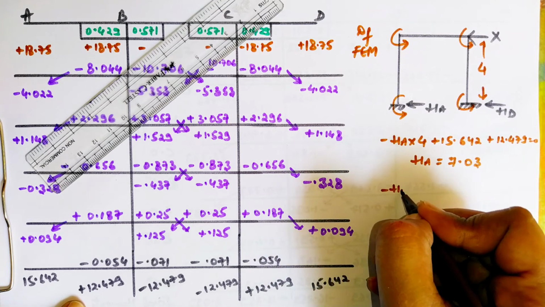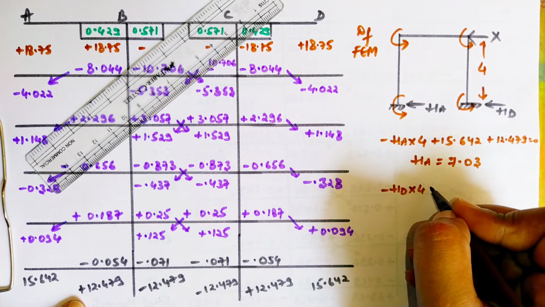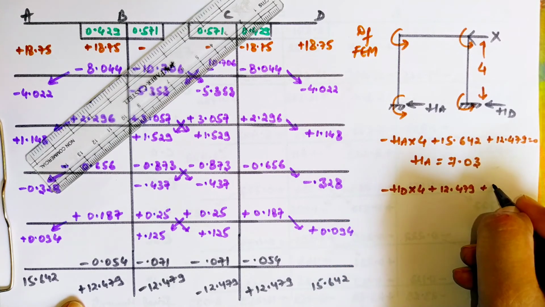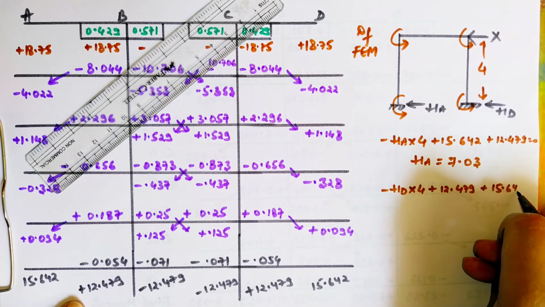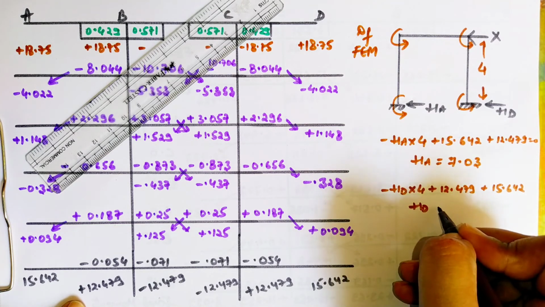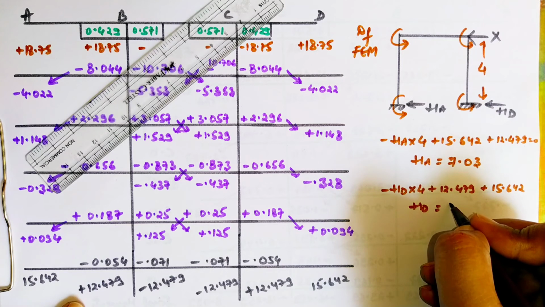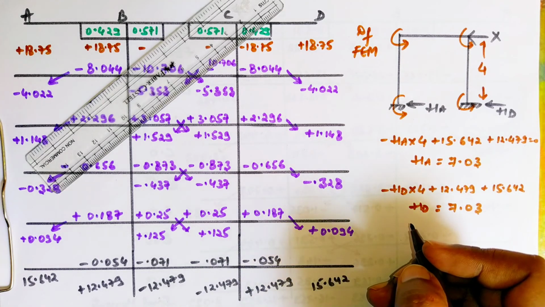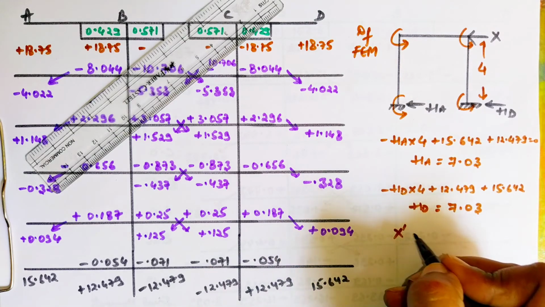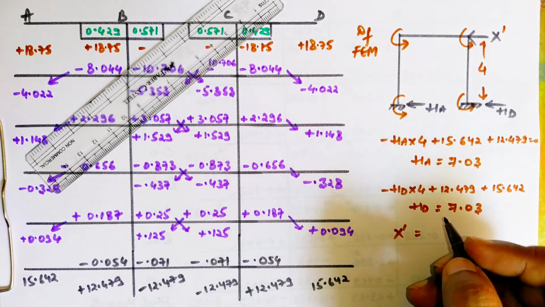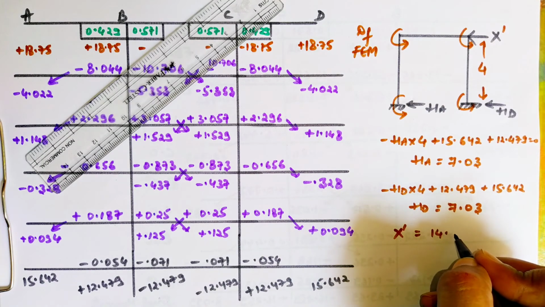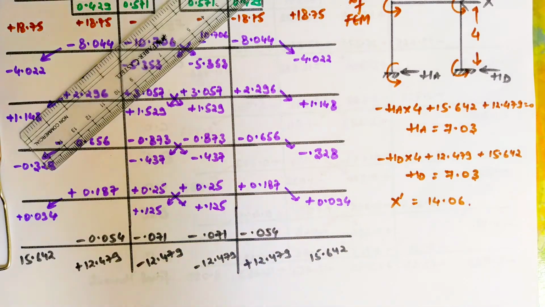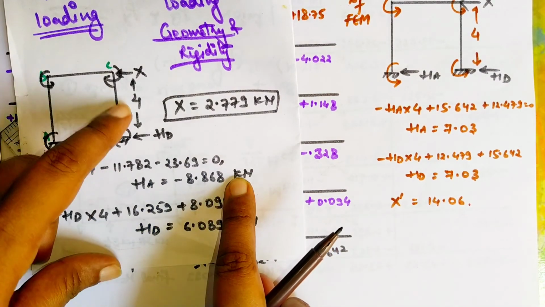Next I will be taking moment at the C point, and the same thing we will be doing, summing up all the moments we got. Adding these two will give us the sway forces. This is coming out to be this much in kilonewton. So these two are in kilonewton. This is your X dash, the combined effect of both the horizontal reactions which are coming, and this is causing the sway force.